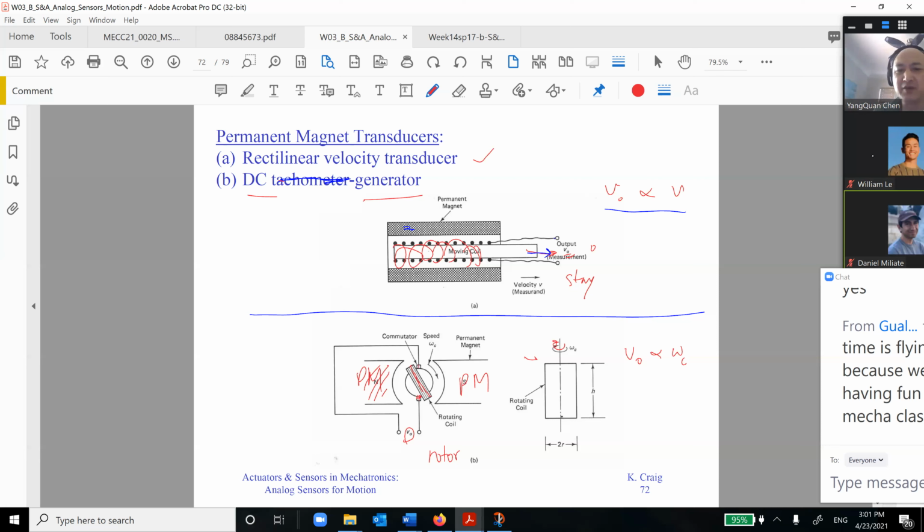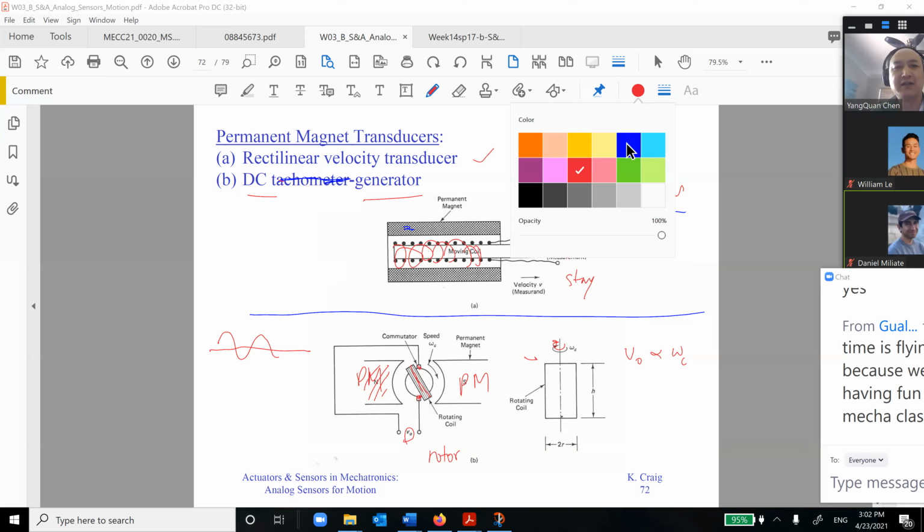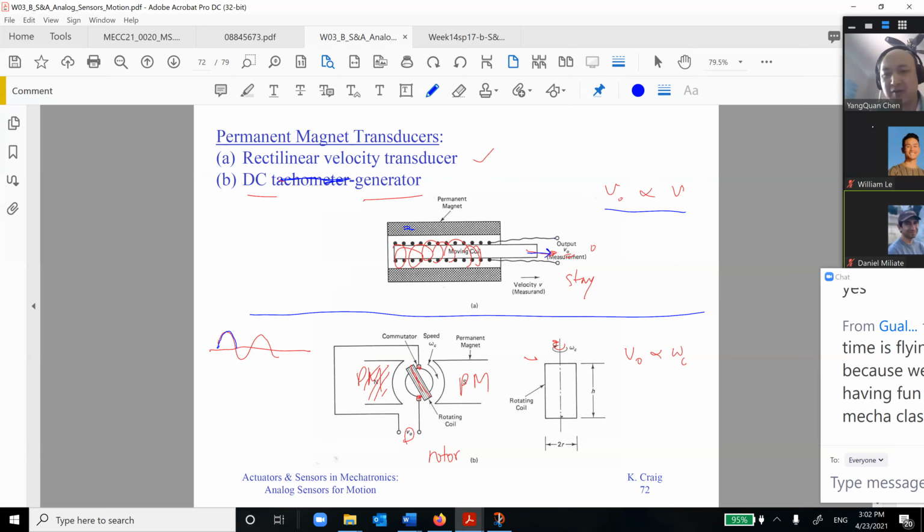This is a commutator, to change the flux. Otherwise, if you don't have a commutator, when you turn, your signal becomes a sinusoid. But with the commutator, your signal will still be like this, but it can turn this one into this. After you have the commutator, your waveform is like this.